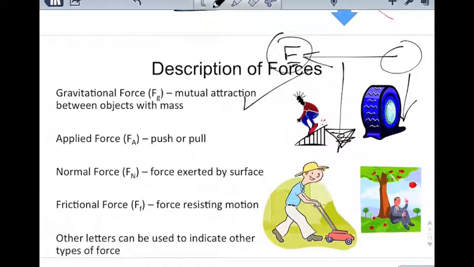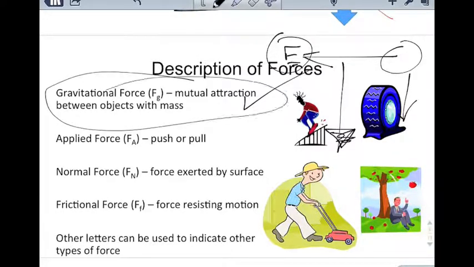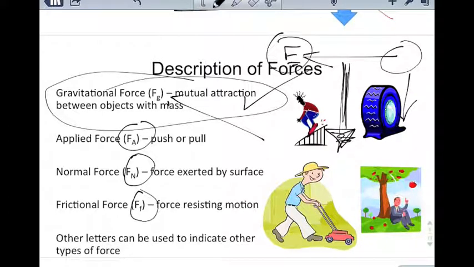The gravitational force is the mutual attraction between masses, and for almost every situation, it's going to be the downward force. We signify it as F sub g. If you look, all of these are an F and then a subscript letter. Just letting you know they're all forces first, and then they're descriptions of the forces that come with it. Now, applied force is a push or a pull. It's you pushing a box, an engine pushing a car.